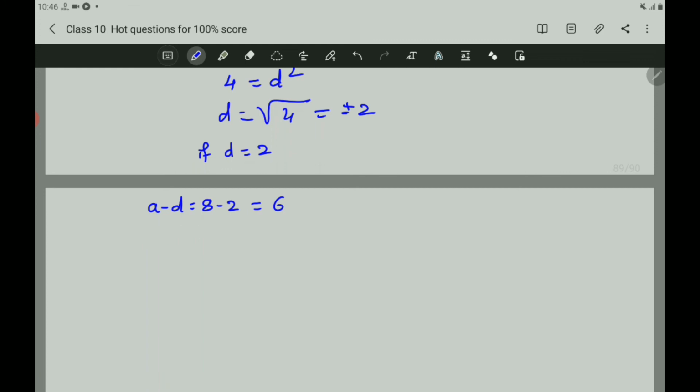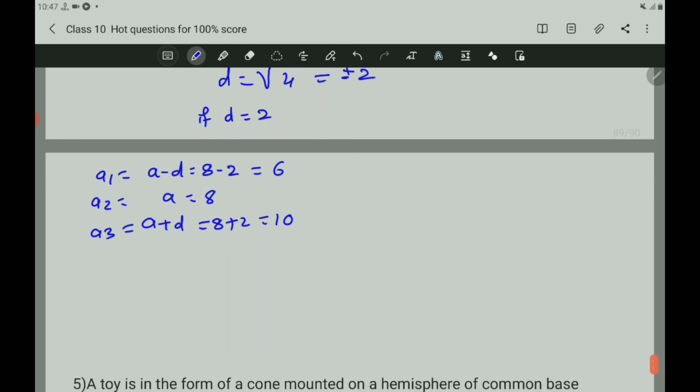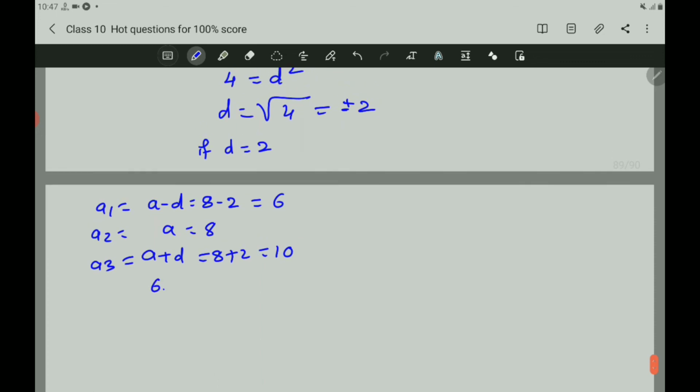So you write here a8, a plus d, that is 8 plus 2, 10. So the three numbers here, if you take this is a1, this is a2, this is a3, then the three terms are 6, 8, 10. If you take d equals minus 2, what happens?